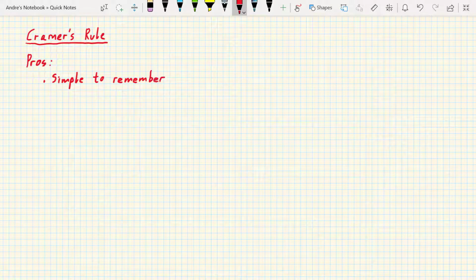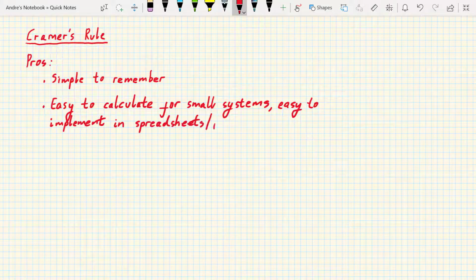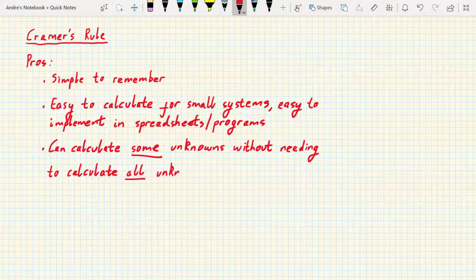1. It's simple to remember. 2. The formulae are easy to calculate by hand for 2 or 3 unknowns, and easy to implement in spreadsheets and computer programs. And 3. It allows the calculation of 1 or more of the unknowns without necessarily having to calculate them all.